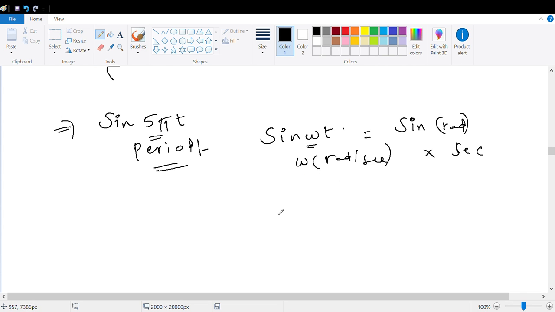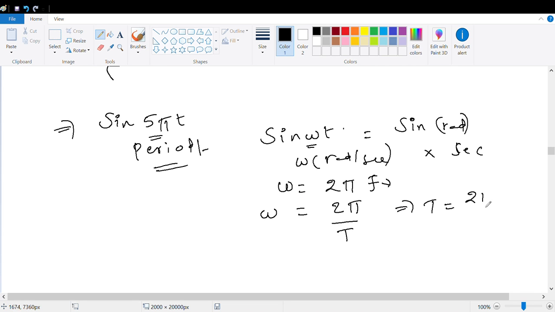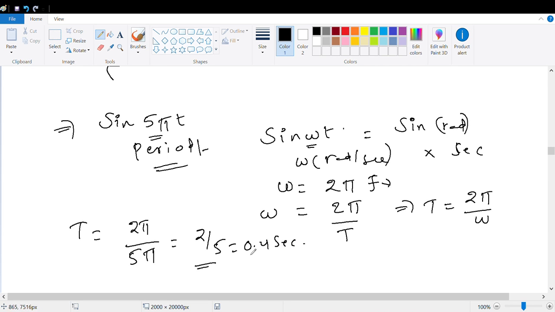Both are inverses of each other. Here omega is the radian frequency, which is 2 pi f, where f is the normal frequency, and frequency and time period are inverses of each other. Therefore T is equal to 2 pi by omega. Therefore the time period T for our function is 2 pi by omega, where omega is 5 pi, so it's 2 by 5, which is 0.4 seconds.